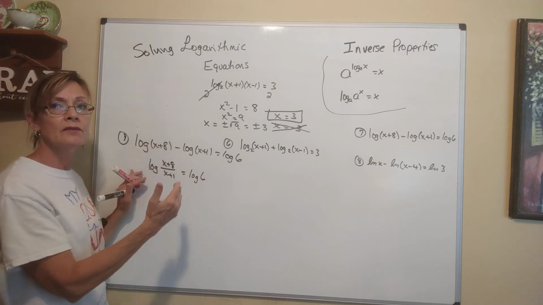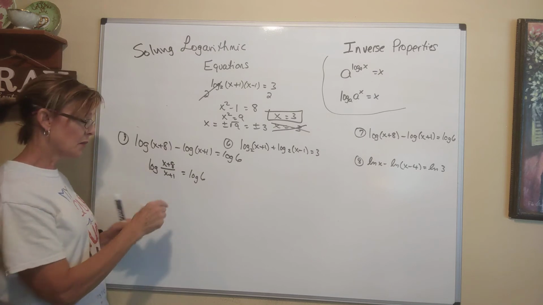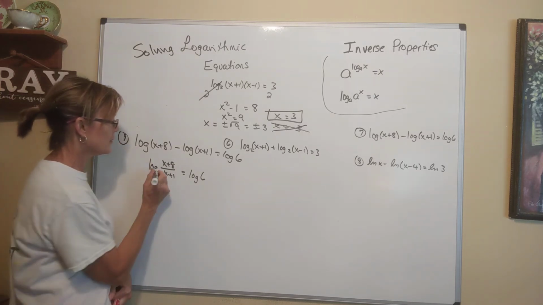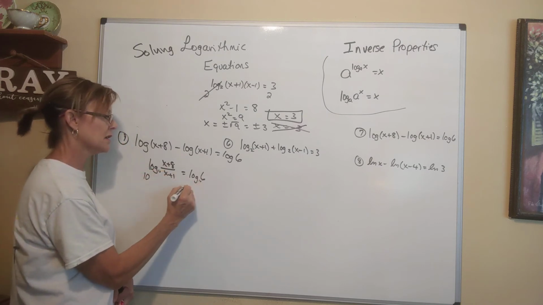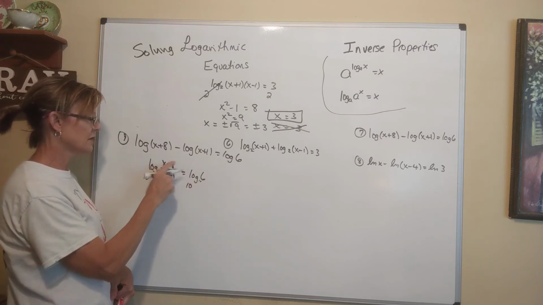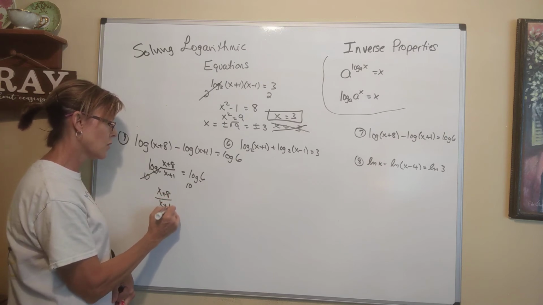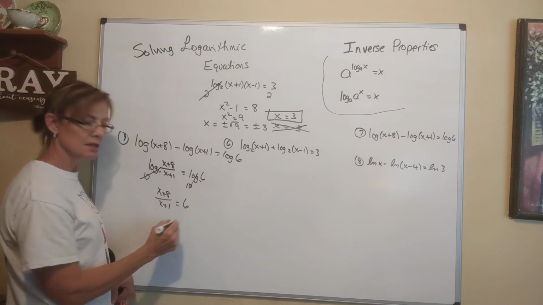I'm ready to apply an inverse. Let's raise both sides by the base. The base is 10 because we don't see it. So I'm going to write this in for emphasis: 10 to the this equals 10 to the that. 10 to the log base 10 of something is just the something, x plus 8 over x plus 1. 10 to the log base 10 of something is just the something, is 6.